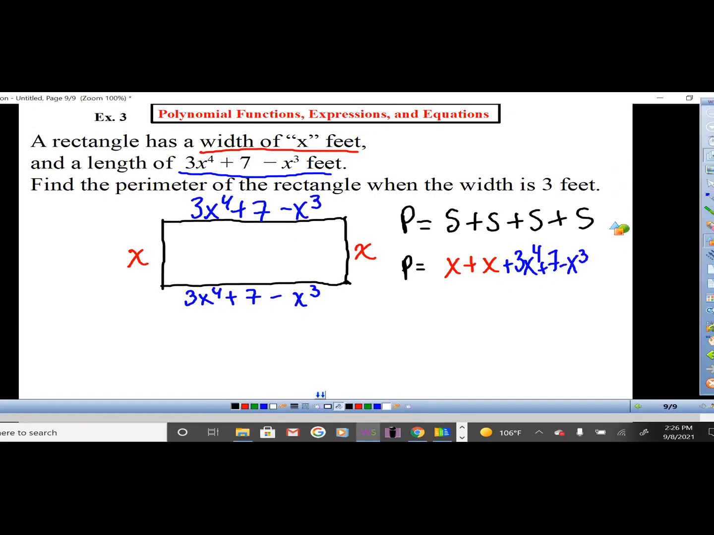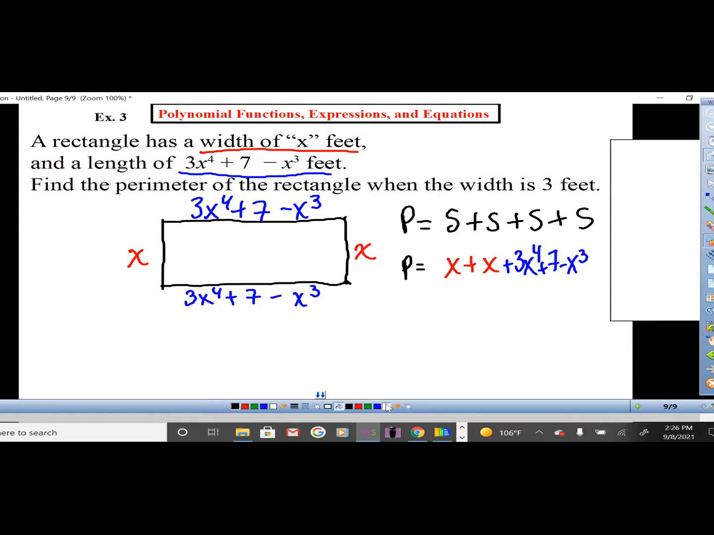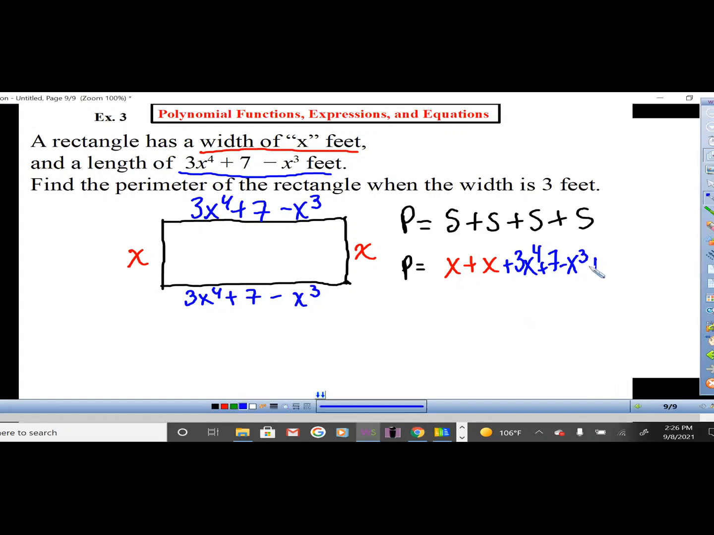Let me make some space here. Oh my goodness. There it is. Plus 3x to the 4th plus 7 minus x cubed. Okay.